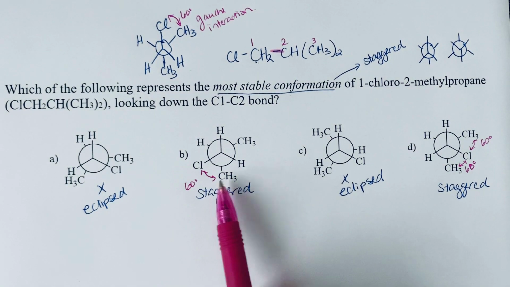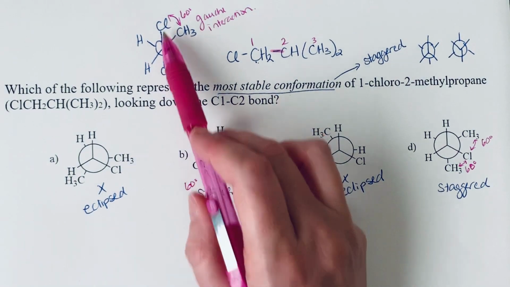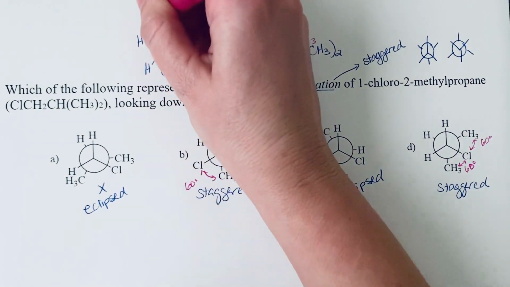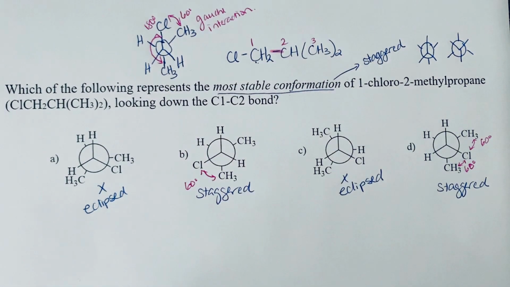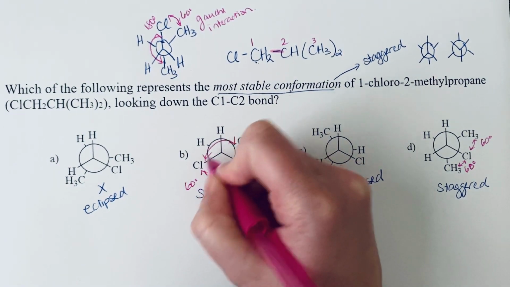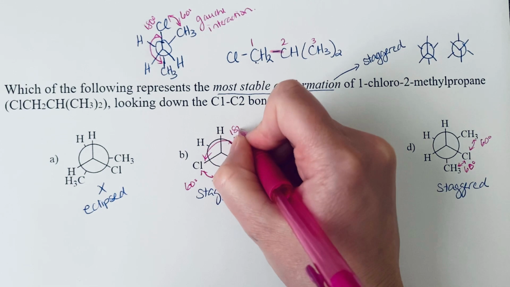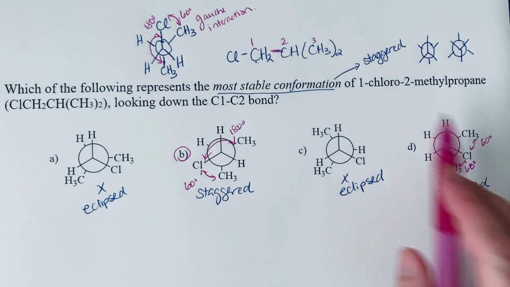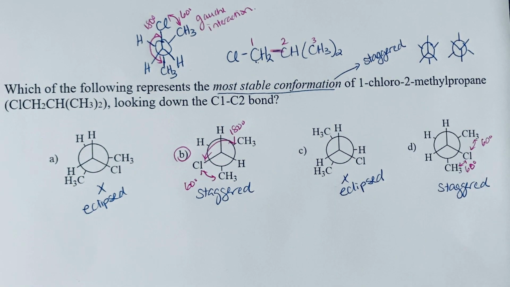And we're also going to look at the relative position from this chlorine to the other CH3, and that is 180 degrees. That's as far apart as possible. So we want to make sure that we still have that same angle here between this carbon and this chlorine, and we do. So this should be our most stable staggered conformation that we can come up with for the 1-chloro-2-methyl propane.